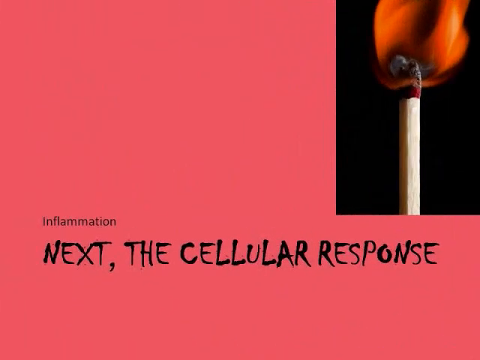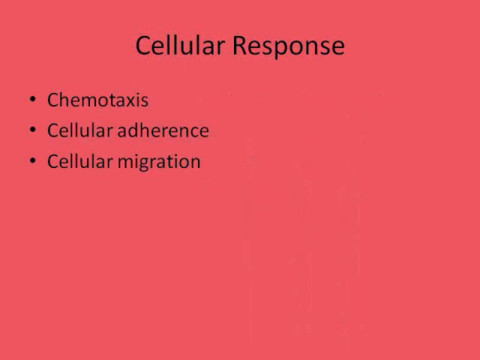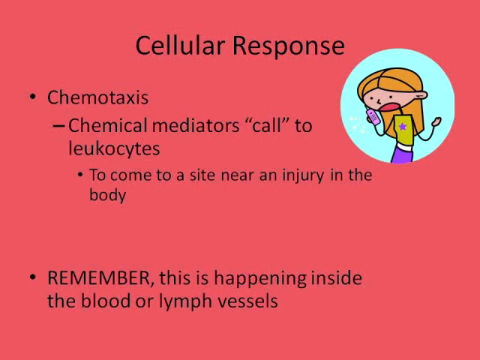Okay, the next thing that happens is a cellular response. This happens in the blood or the lymph vessels. And again, we've got chemotaxis, cellular adhesion, and cellular migration. These are the three parts to the cellular response. Chemotaxis. The chemical mediators call to the leukocytes. They say, come to the site of the injury. We need you to come and help heal.